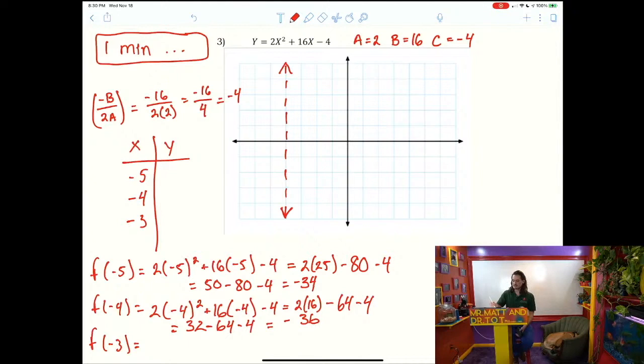Substituting in negative 4 for x, we're going to get 2 times negative 4 squared plus 16 times negative 4 minus 4. So negative 4 squared is positive 16. 16 times negative 4 is going to be a negative 64. So we get 2 times 16 minus 64 minus 4. 2 times 16 is 32, so that turns into 32 minus 64 minus 4. 32 minus 64 is negative 32. Negative 32 minus 4 is negative 36.